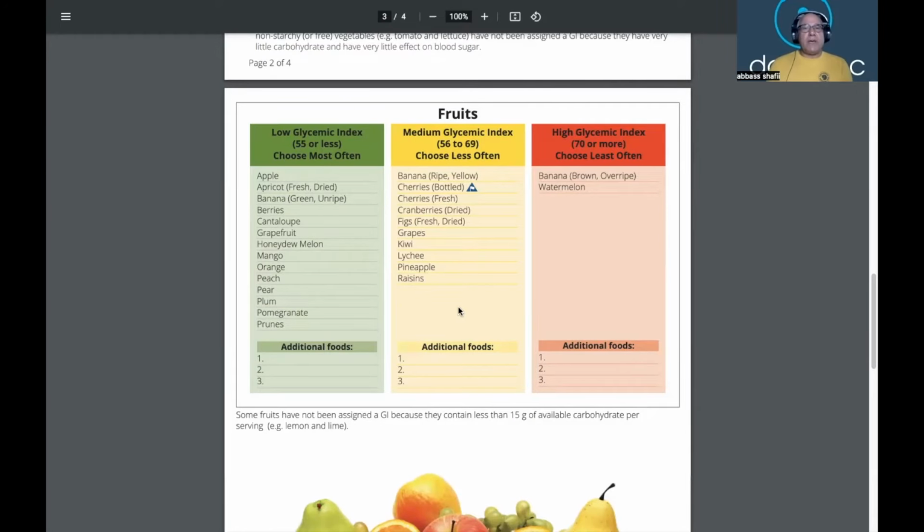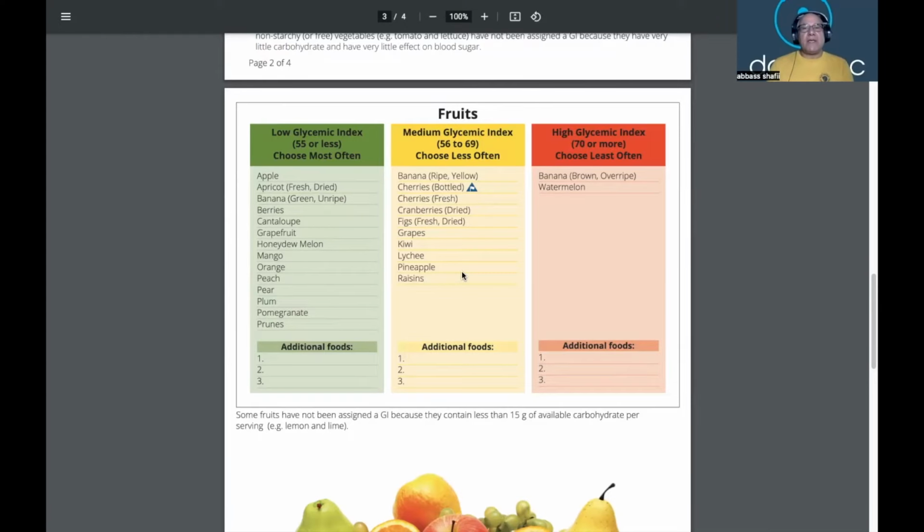And the fruits: apple, berries, cantaloupe, grapefruits, mangoes. Some of them were very surprising to me, that they're in the low glycemic index, while a ripe banana or watermelon are very, very high. And there are many of them in the medium. Again, all of these fruits depend on how ripe they are. The riper they are, the higher the index.